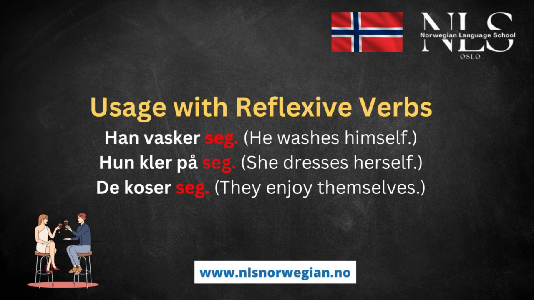In Norwegian, sai is a reflexive pronoun which translates to himself, herself, itself, or themselves, depending on the subject it refers to. Essentially, it connects back to the subject when the subject and the object are the same entity.